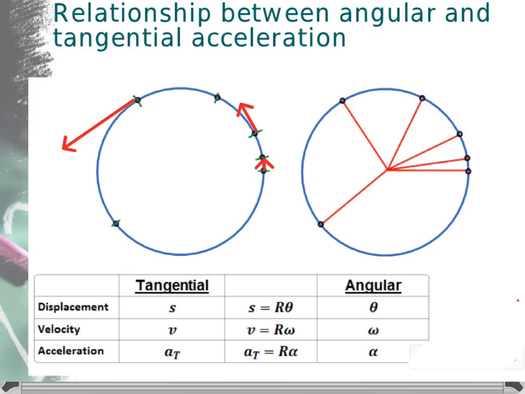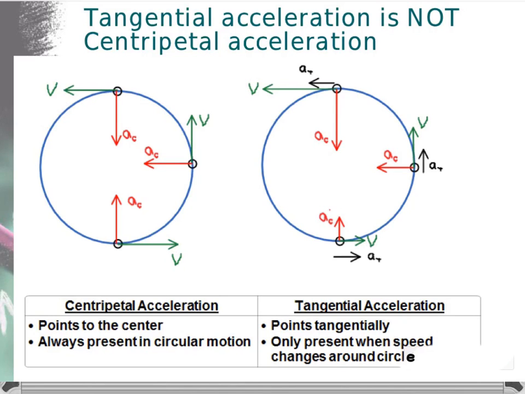Now, it's very easy to get this new type of acceleration mixed up with another type of acceleration we learned back in our last unit, which is centripetal acceleration. So let's compare and contrast tangential acceleration and centripetal acceleration. The two are not the same thing, and we have to be very careful about the difference between the two.